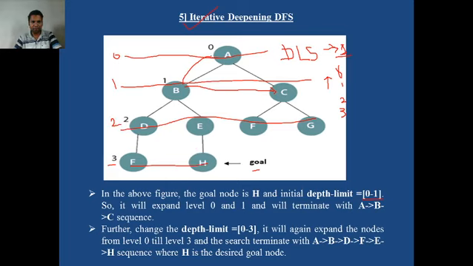Okay, so again we will traverse the graph from A to B, then B to D, then D to E, then E to F, and then F to C, and C to G. Along this path A, B, D, F, C, G, the goal node is not reached. That's why we have to again increase the depth limit to 3. That's why the depth limit is made 0 to 3.